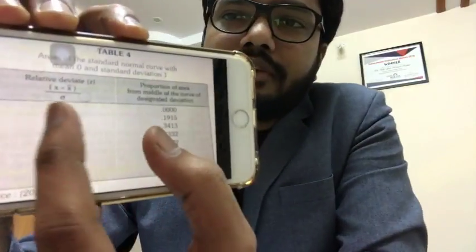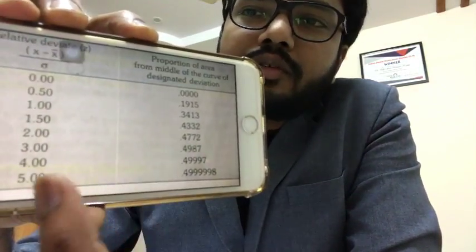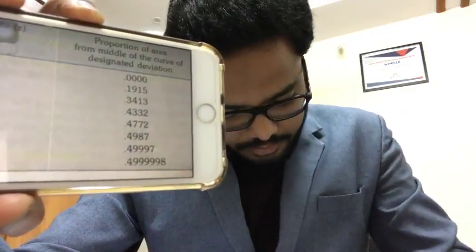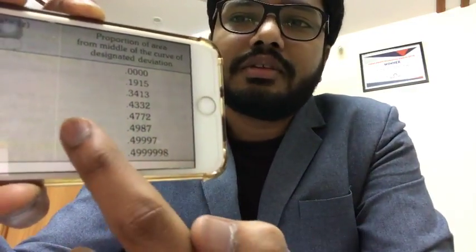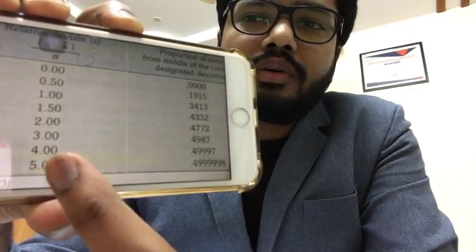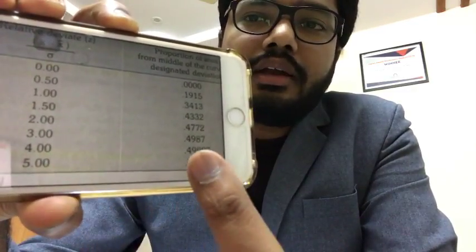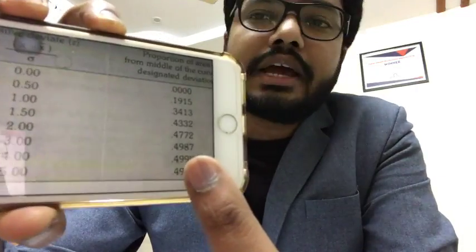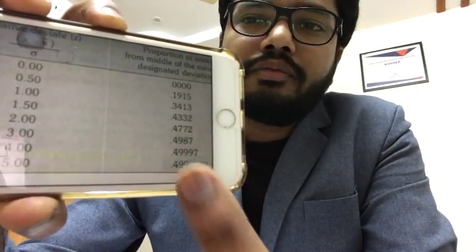Now, I've shown you one table previously. One of the aspirants also asked about the same yesterday. So, if the Z-score is 4, then the amount of area that's being covered is 0.49. Just remember this value. If the Z-score is 4, then the area being covered towards one side of the curve is 0.49, right? Just keep that in mind, 0.49.